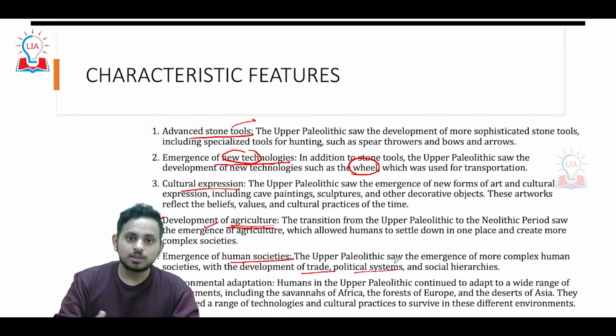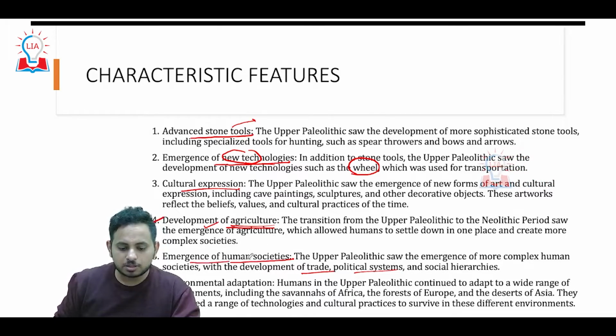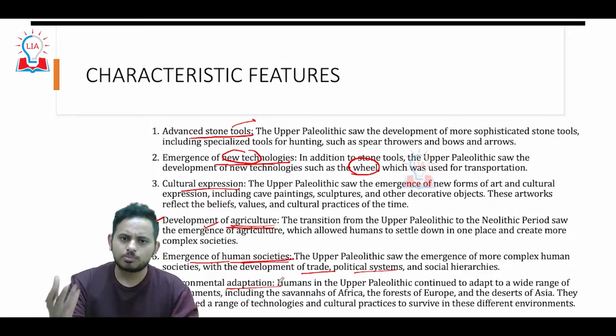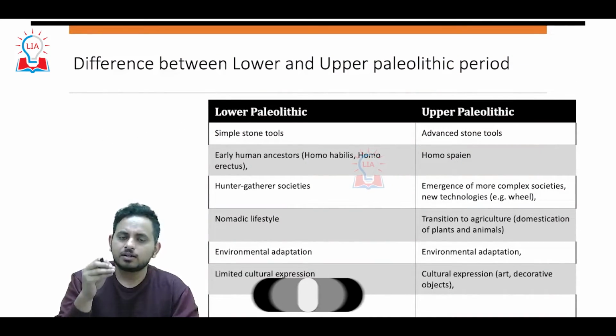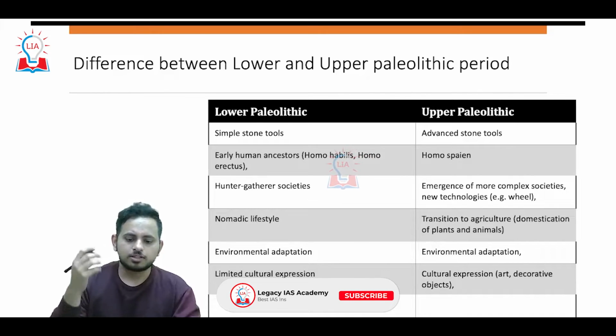See, as and when the community expanded, the social relationships developed, and that led to the emergence of societies as such. Environmental adaptation: similar to the lower Paleolithic period, the upper Paleolithic man also had a very great challenge to adapt to the changing environment. Simple tools, advanced tools.